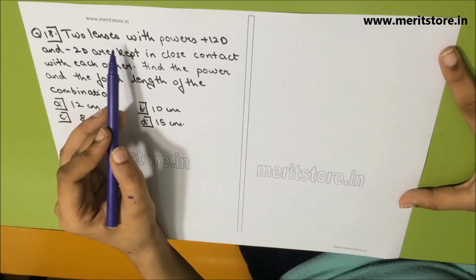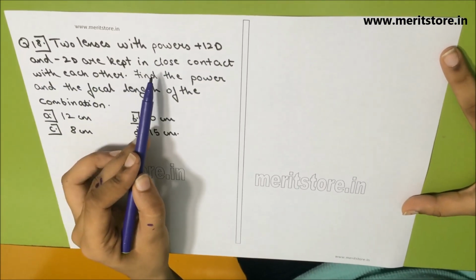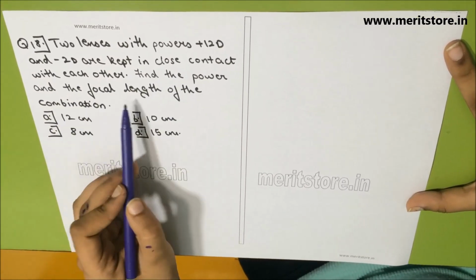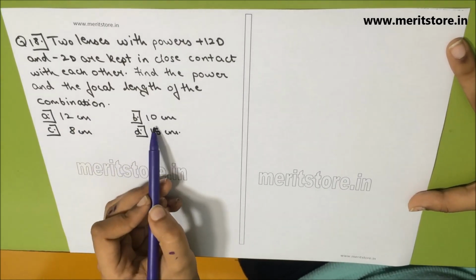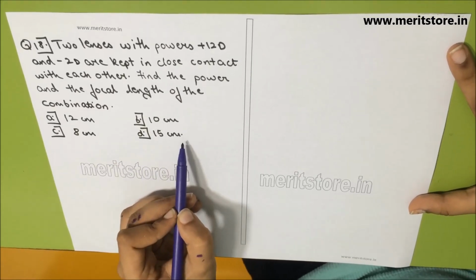Question 18. Two lenses with power plus 12D and minus 2D are kept in close contact with each other. Find the focal length of the combination. A. 12 cm, B. 10 cm, C. 8 cm, D. 15 cm.